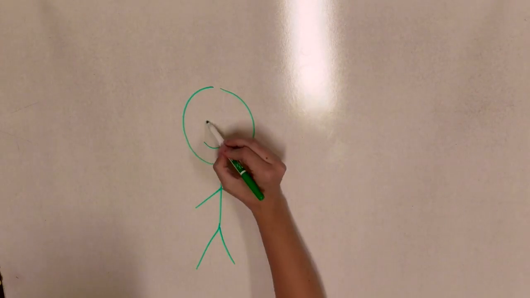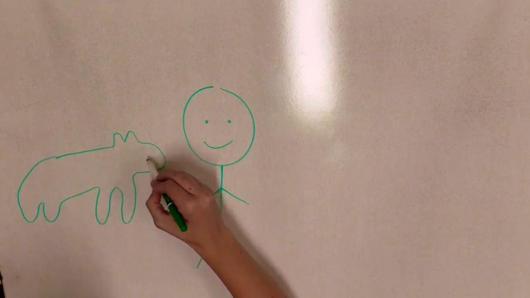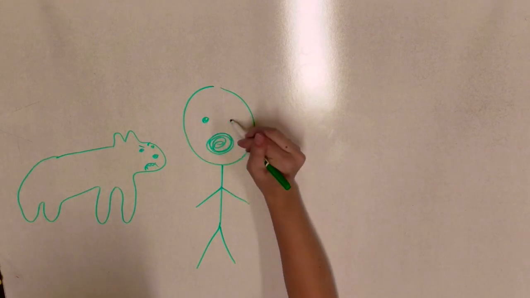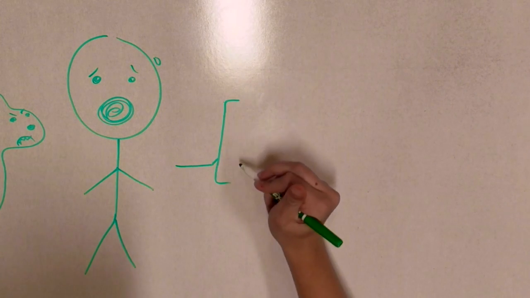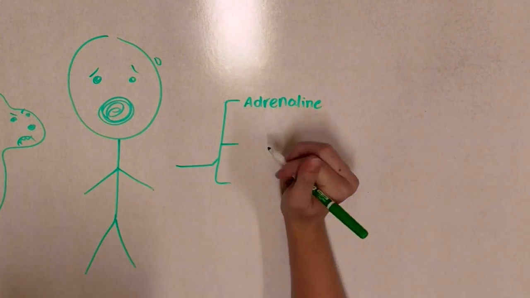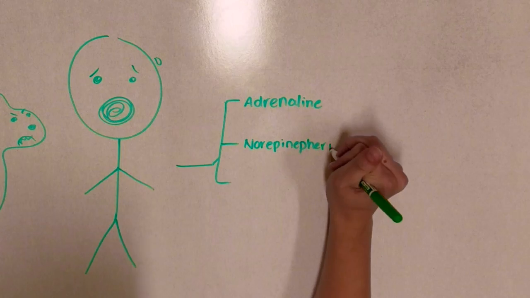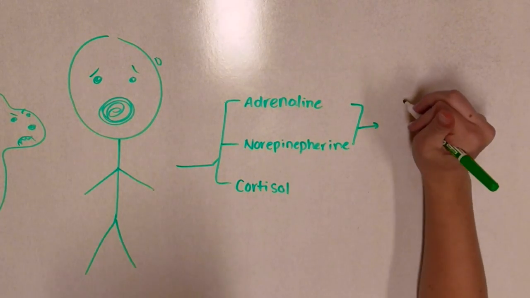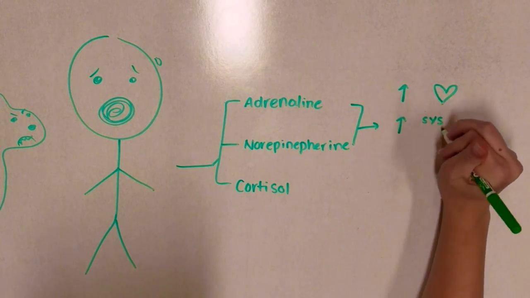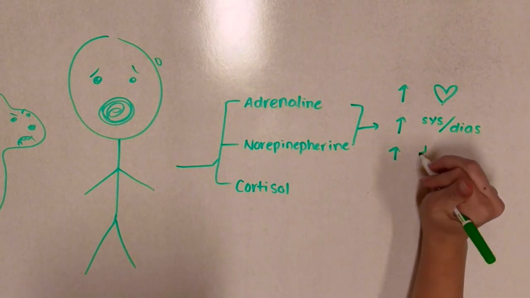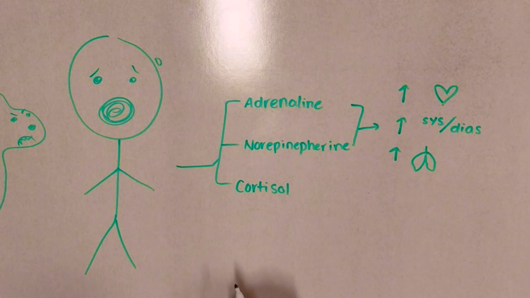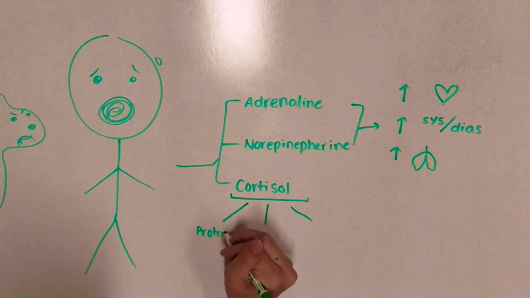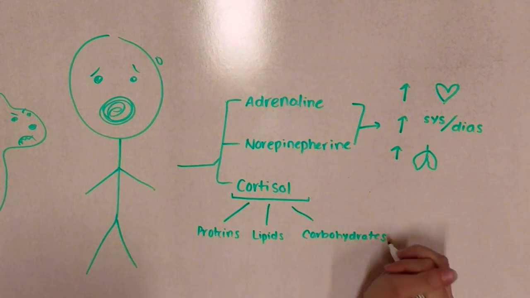Cortisol is released as part of the parasympathetic response when a person experiences stress. The activation of this fight or flight response tells the adrenal gland to release adrenaline, norepinephrine, and cortisol. The release of adrenaline and norepinephrine results in an increased heart rate, increased blood pressure, and faster breathing. Cortisol breaks down carbohydrates, proteins, and lipids to provide extra energy.